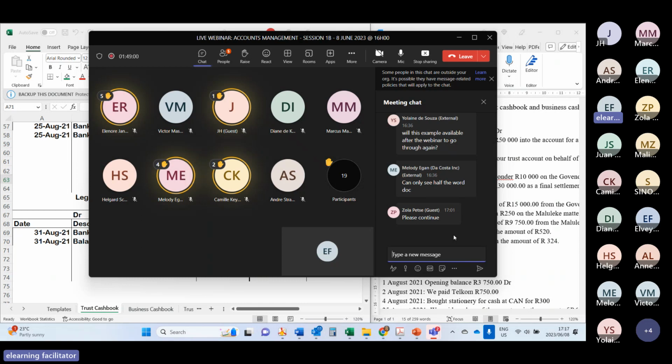Will this example be available after the webinar? Yes, I'll post the template and the example so that you can go through. I hope you will have time to go through.